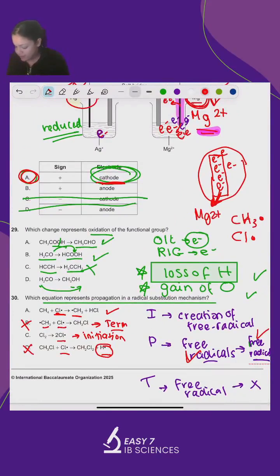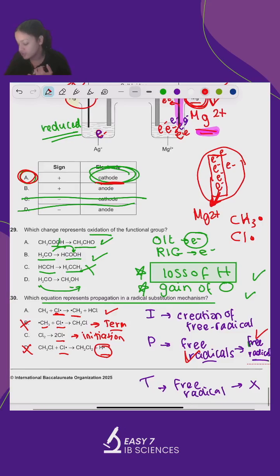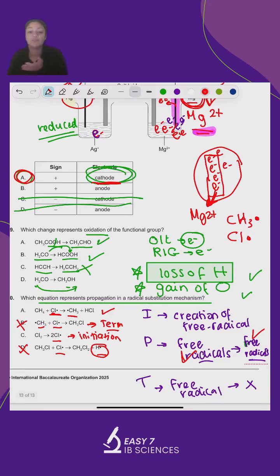So propagation and radical substitution. So there's 3 steps of radical substitution. There's always initiation, propagation, and termination. Initiation is where you create a free radical. So you start with a non-radical and you end up with a free radical. And then with propagation, you start with a free radical and you end up with another free radical. With termination, you start with a free radical and you end up with not a free radical.